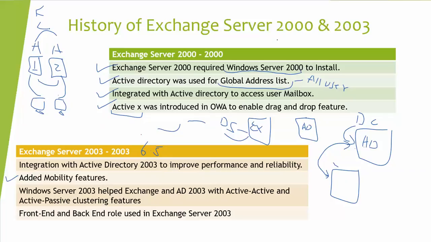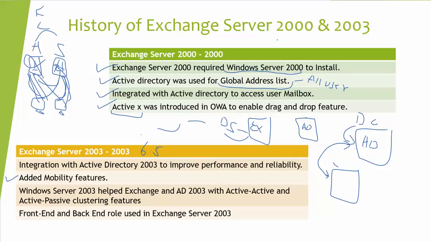And if you have an active to standby setup, all the requests will go to the active server. It's not going to go to the standby server. Just in case the active server goes down, the standby server will become active, and then the clients will start sending requests to the active server. That's how the active to active and active to passive clustering feature works.